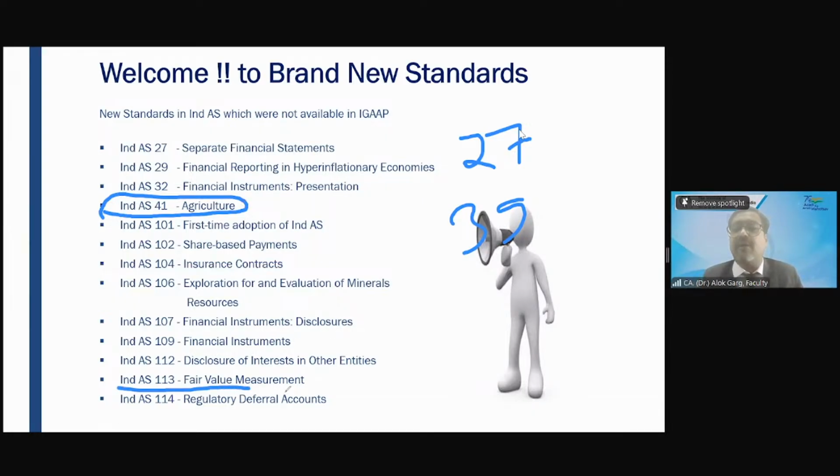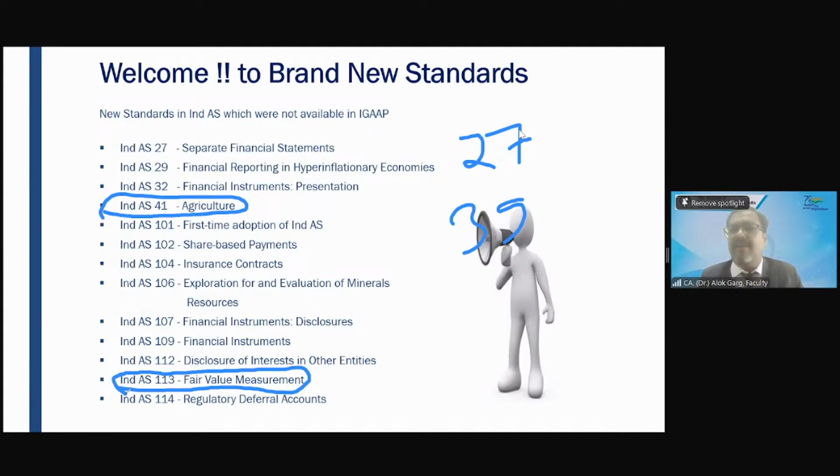There was no standard on fair value measurement. In even accounting standard, there is a concept of fair value, but there is no accounting standard on fair value measurement. In Ind AS, there is a single standard, Ind AS 113, which talks about the fair value measurement.